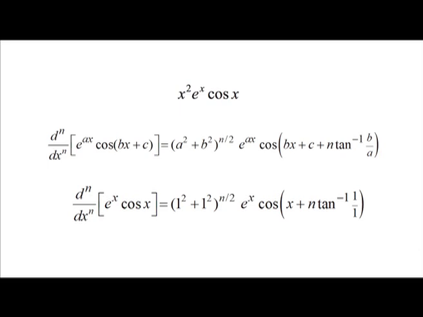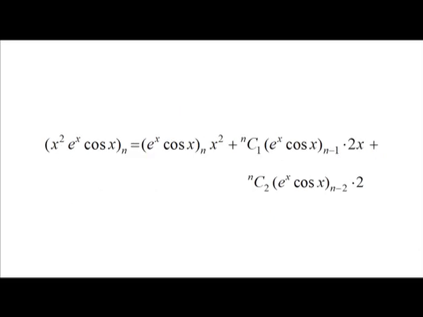Then to find the nth derivative of x² e^x cos x, we look upon e^x cos x as the first factor and x² as the second factor. The advantage of taking x² as the second factor is that its derivatives of third and higher order are 0. Thus, the nth derivative of x² e^x cos x is obtained as follows.